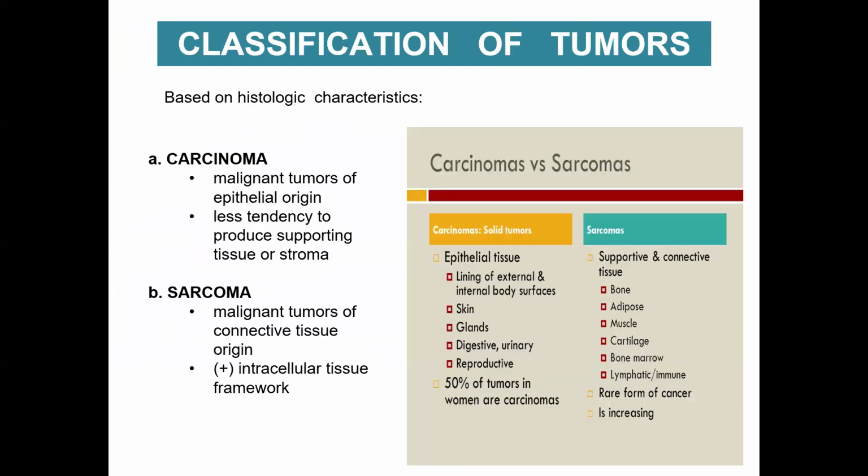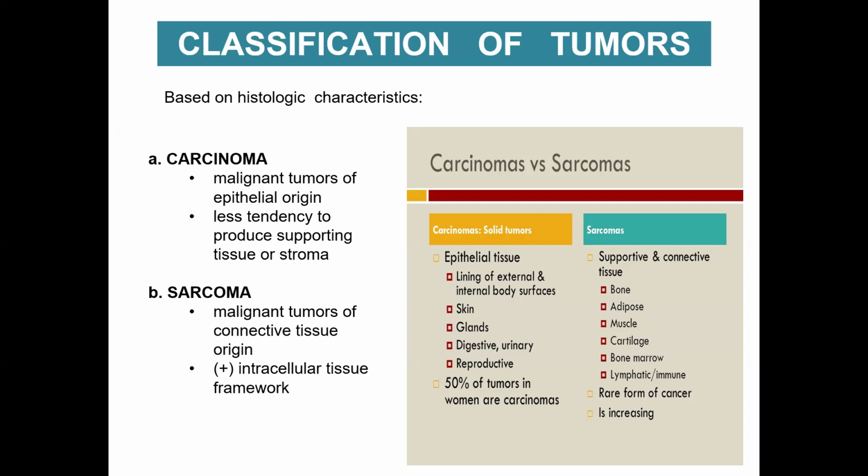So based on histologic characteristic, it can be carcinoma or sarcoma. So carcinomas are solid, malignant tumors of epithelial origin. So there is less tendency to produce supporting stroma or supporting tissue. So these are examples: the carcinoma of your skin, in the glands, digestive and urinary and reproductive. So usually 50% of the tumors in women are carcinoma.